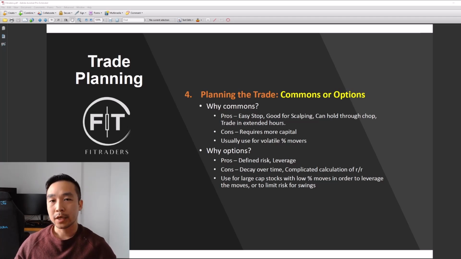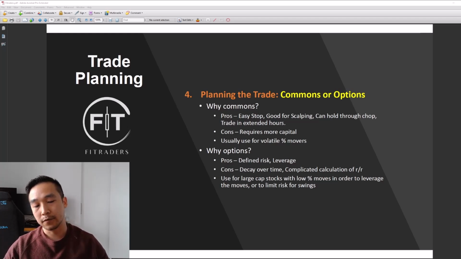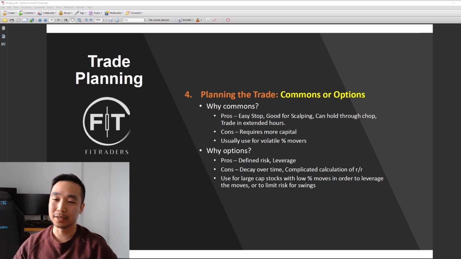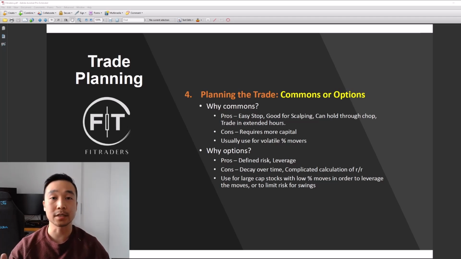So why would someone take commons, right? And why would someone forego the leverage you can get with options? Because commons are easy to trade off of, and it's good for scalping. Typically the spreads on a commons trade are very minimal, whereas on an options trade, the options dealers might not give you a favorable spread. And so when you're scalping, that spread doesn't change, right?